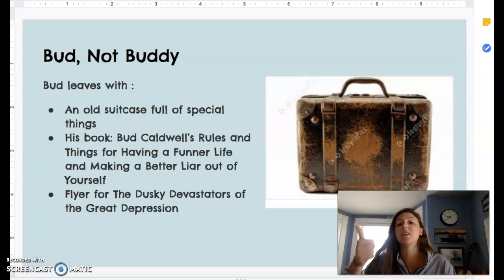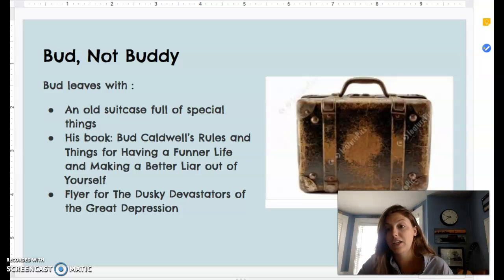When he leaves, he takes a few specific things. He leaves with an old suitcase full of his special items. He leaves with his book that he creates, which is called Bud Caldwell's Rules and Things for Having a Funner Life and Making a Better Liar Out of Yourself. And he leaves with a flyer for the Dusky Devastators of the Great Depression.